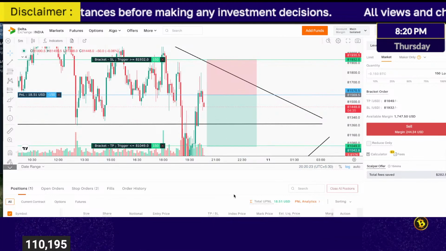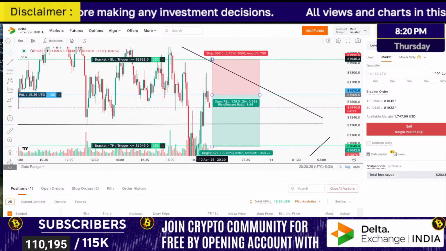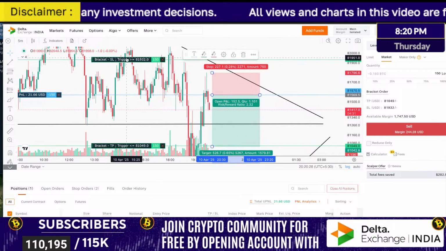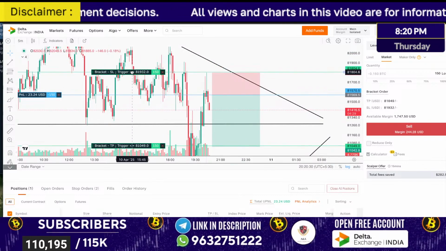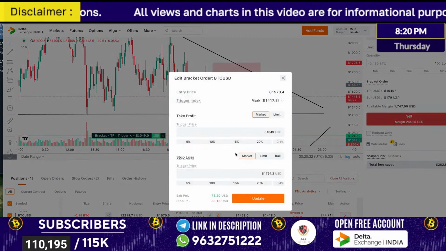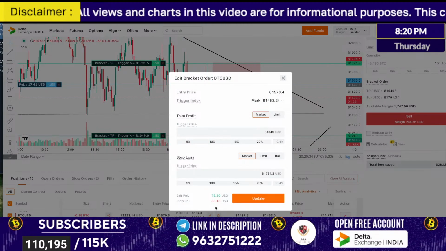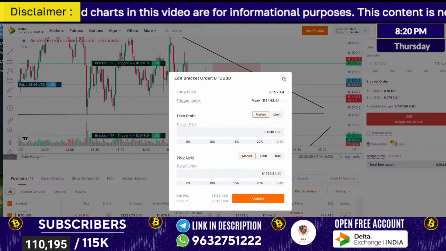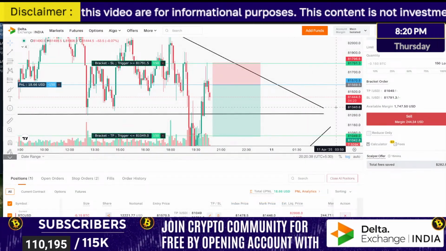See, if market has to move, it has to move from here. No point in giving bigger stop loss. What is the logic? It's not sitting, so I'll reduce the risk. So in case I reduce the risk, it is $33. It's okay.